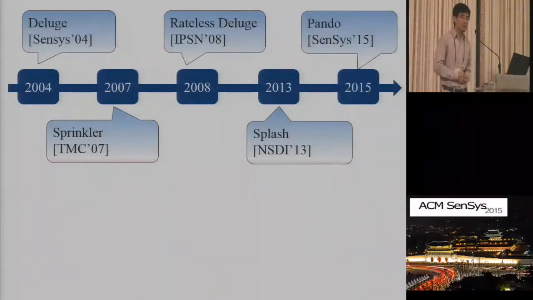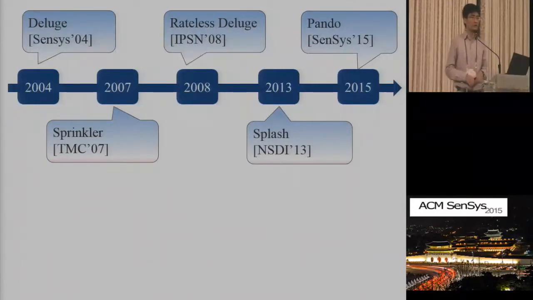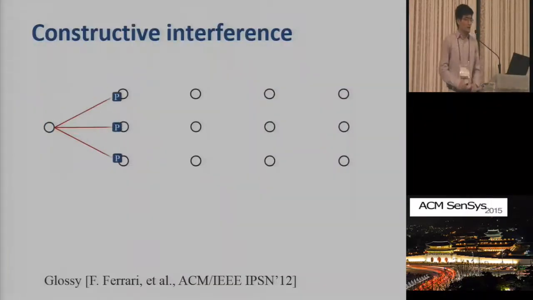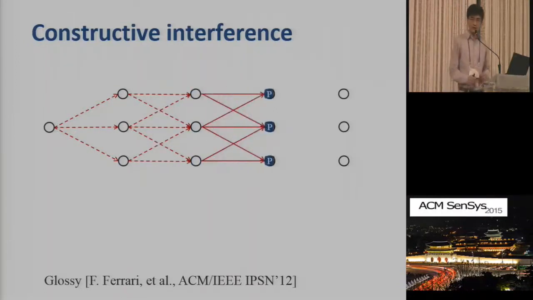Now we are proposing Panda. It can further improve the performance of data dissemination and try to approach the network capacity. I will introduce it later. Now, let's see the first technique.